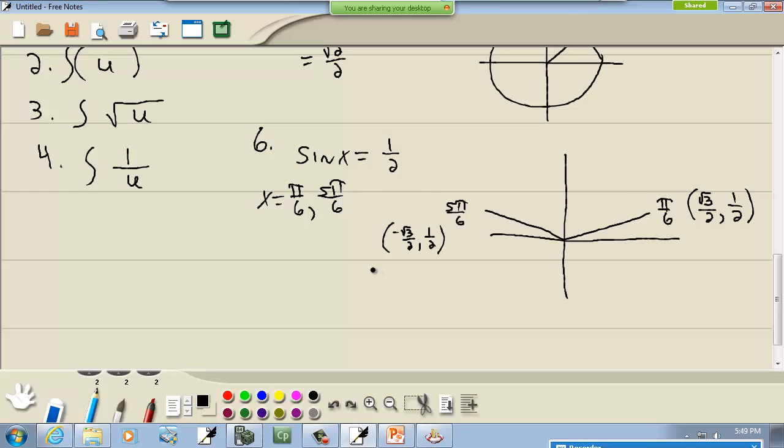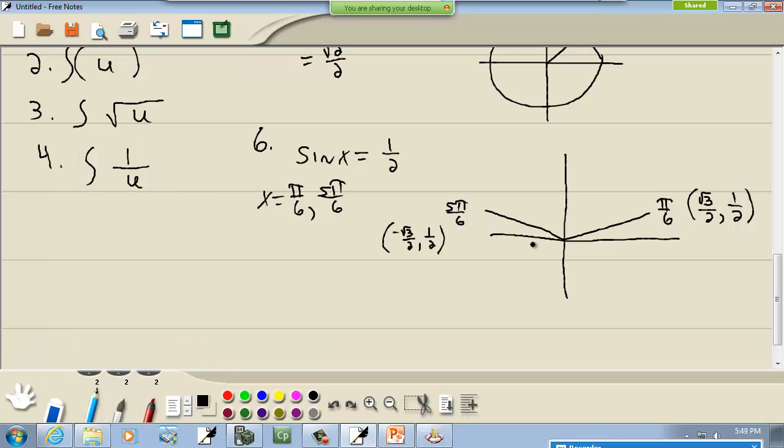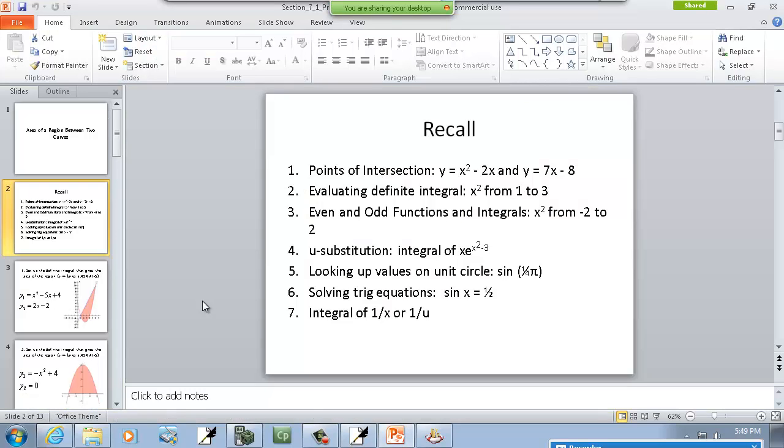Now I didn't specify it in the instructions here. I meant to. We're only looking at just the unit circle itself, not going around it twice. So we're going from 0 to 2 pi, which these would be our only answers. Again, this is just kind of refreshing your memory on these, so you know how to do them on the problems. Integral of 1 over x or 1 over u.